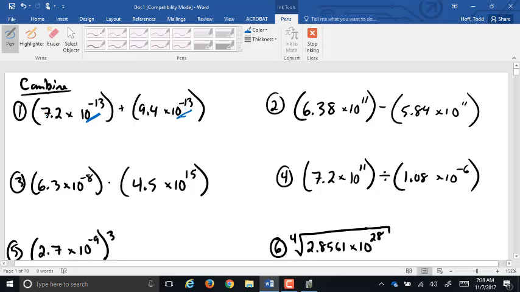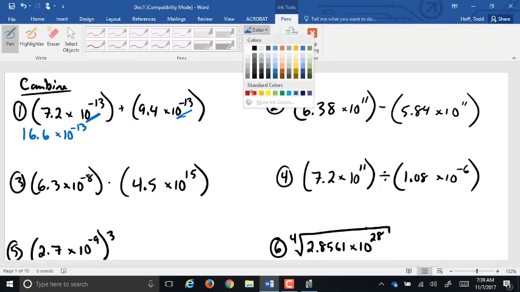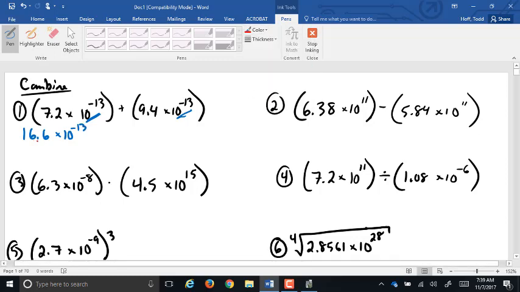So we combine the count. 7.2 plus 9.4 is 16.6. And we keep the same name. This has to be adjusted, however, because we have to move the decimal point. There's only one digit in front of the decimal point. So that becomes 10 to the negative 12.